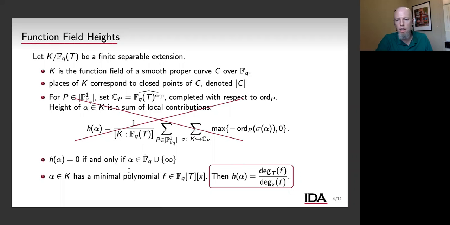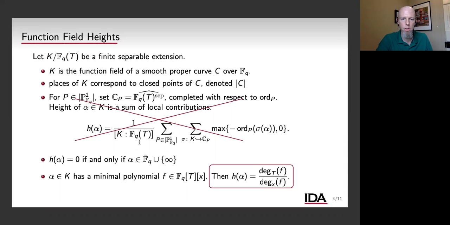Okay, but I can clear out denominators in the same way I clear out denominators for rational minimal polynomials, so I can get an integer minimal polynomial. So in the same way I can get polynomial coefficients. So I can view this minimal polynomial as a polynomial of two variables, T and X. All right, so minimal polynomials of these function field elements will be bivariate polynomials.